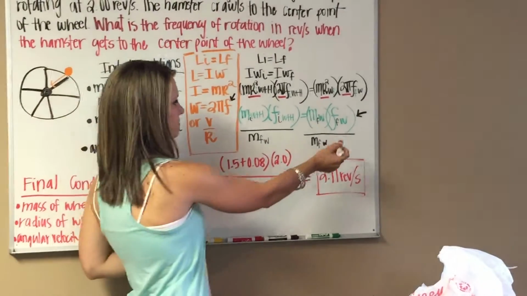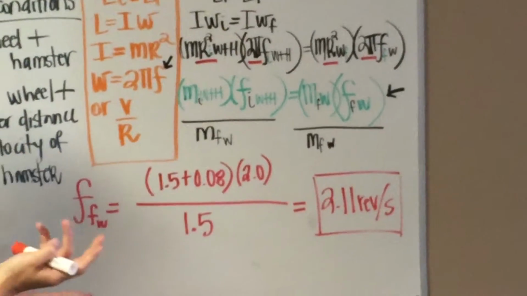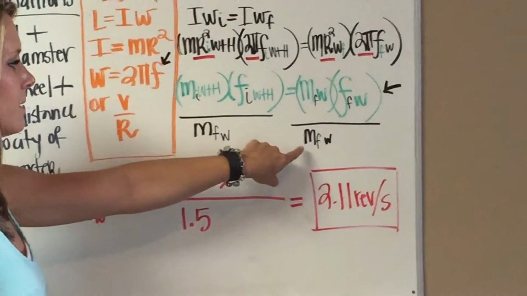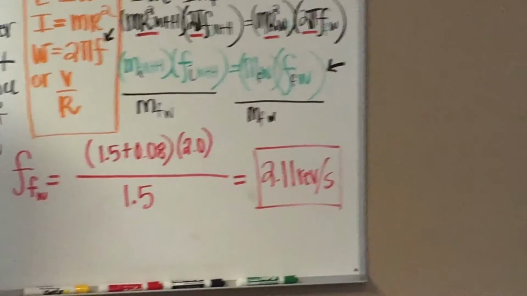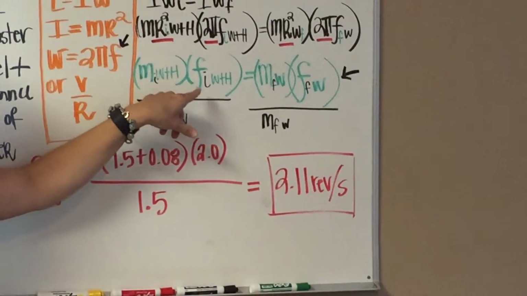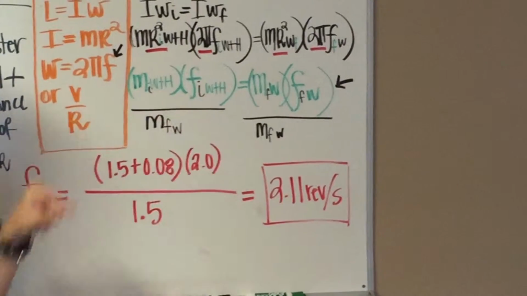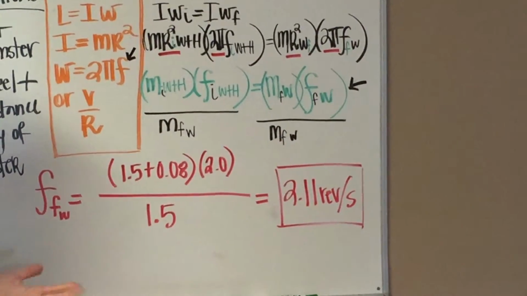So we want to find the final frequency here, so we're just going to solve for the final frequency by dividing by the final mass of just the wheel on both sides, and we're left with the initial mass of the wheel plus the hamster times the initial frequency of the wheel plus the hamster, all divided by the final mass of just the wheel by itself.